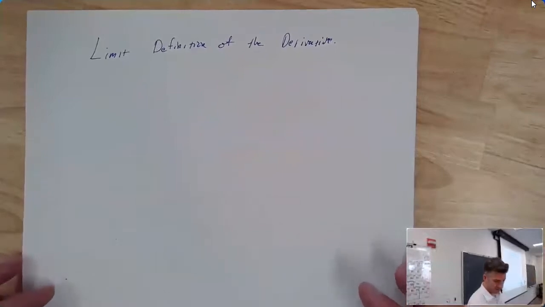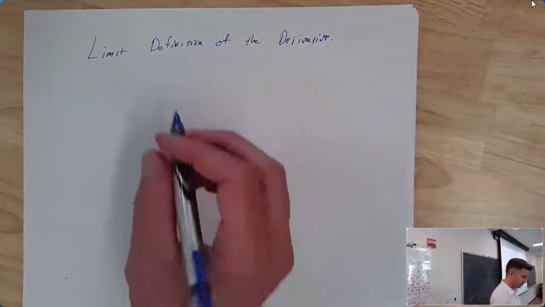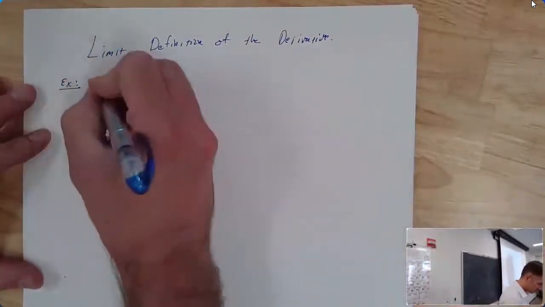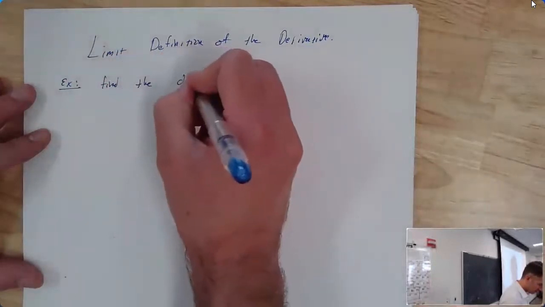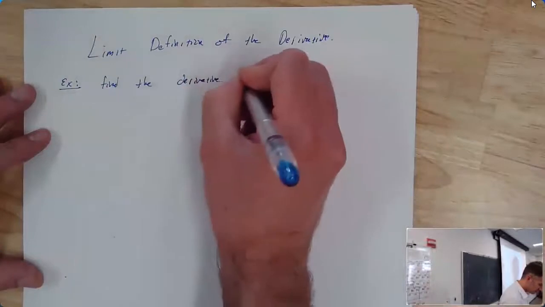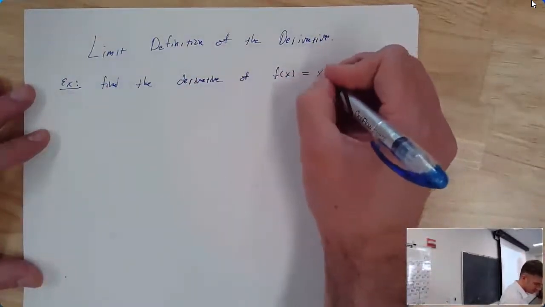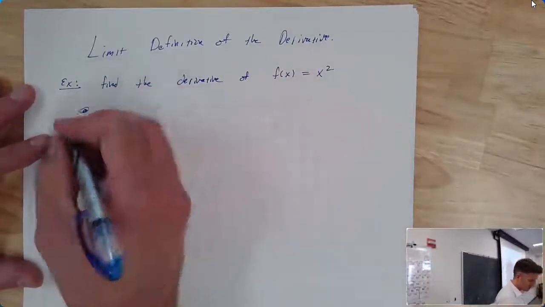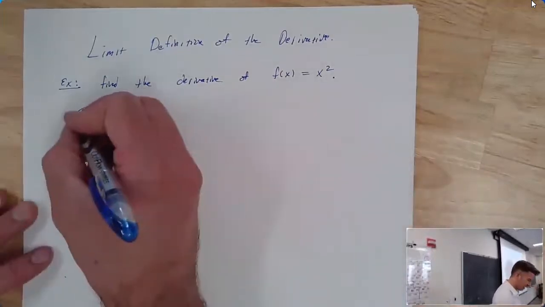Let's look very, very generally. Let's look at an example and we'll kind of generalize it. So we're going to find the derivative of f of x equal to x squared at the point, or really actually just anywhere.